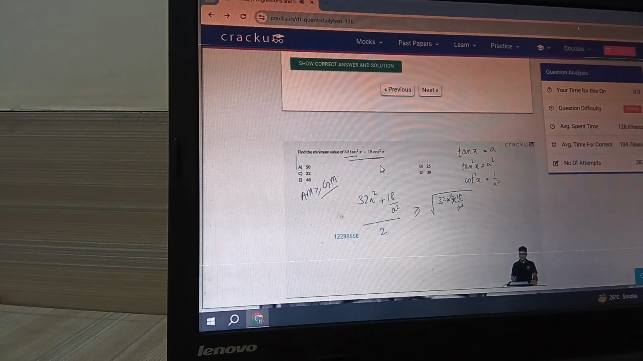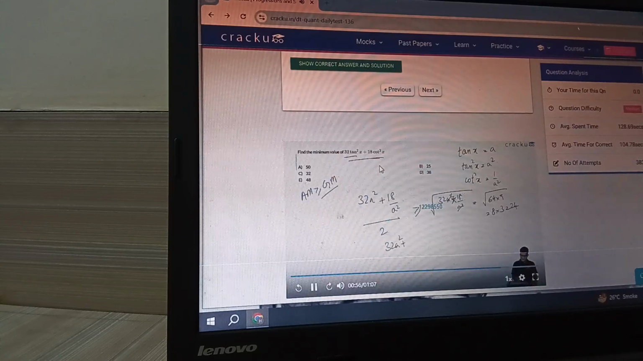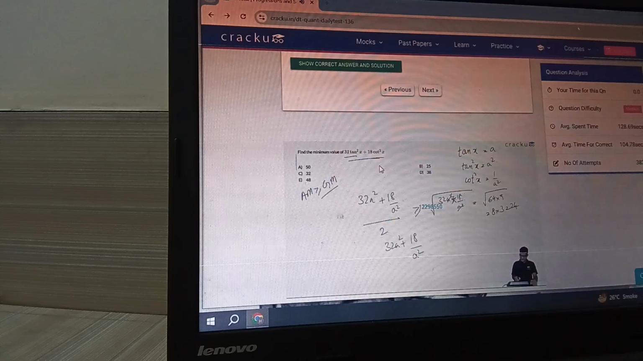Square root of 32 into 18 is equal to square root of 64 into 9, which is equal to 8 into 3, that is 24. So 32a square plus 18 by a square is greater than or equal to 2 times 24, which is 48. So the minimum value of 32 tan square x plus 18 cot square x is equal to 48.